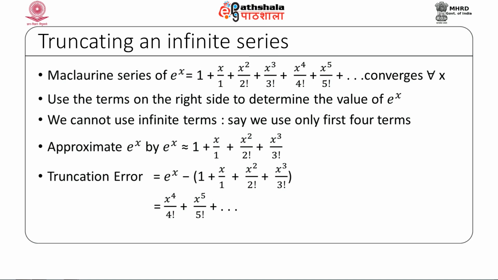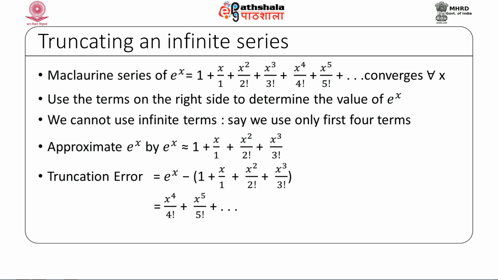This series is convergent; it is called the Maclaurin series, a special case of the Taylor series, and it is convergent for each and every value of x. What that means is that as the number of terms increases, the right side sum goes nearer and nearer to e raised to x. The smaller the x, the faster the convergence. Now, for illustration, let us say we evaluate the right hand series to get a value of e raised to x at a certain point.